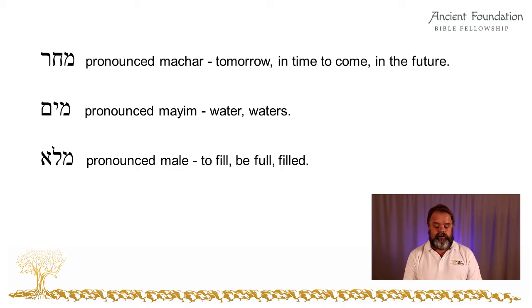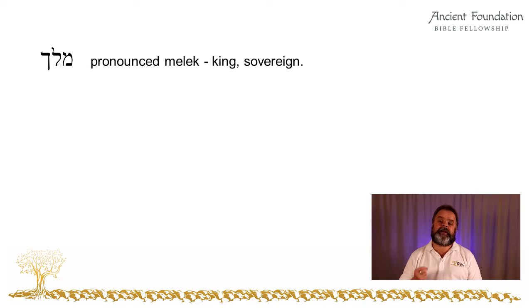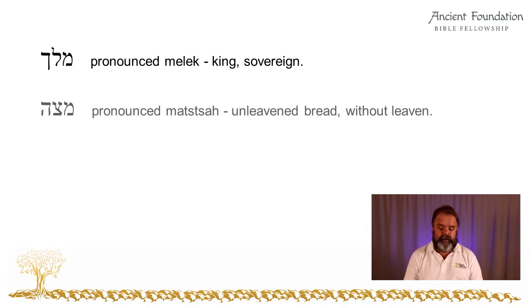Another Hebrew word that starts with mem is melech, and this is the word for king, melech, or sovereign. The next Hebrew word is pronounced matzah. Matzah, some of you may be familiar with this word. This is the word for unleavened bread. And it's actually the word used for the feast of unleavened bread. It's called matzah, the week of matzah, the week of unleavened bread.